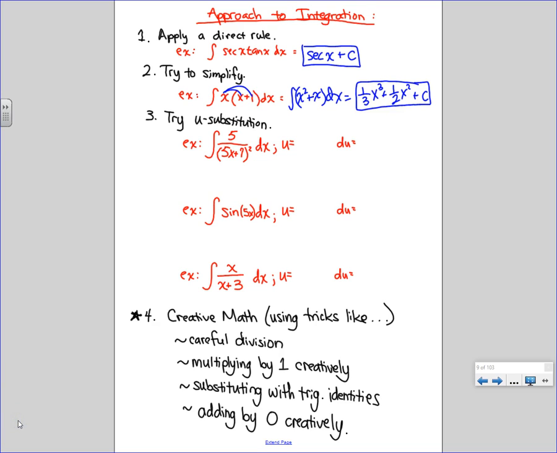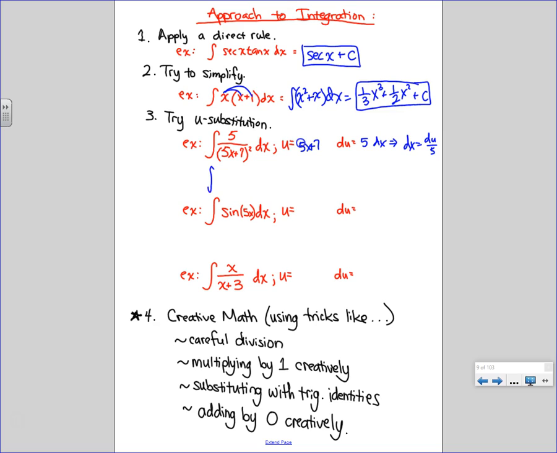Question: what's u for the first one? 5x plus 7. So what did du end up being? 5, just 5 and then dx. And what do we do with du? Solve for dx, that's the easiest way. dx is du over 5. So now I plug in, right?